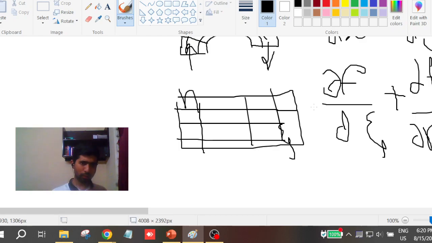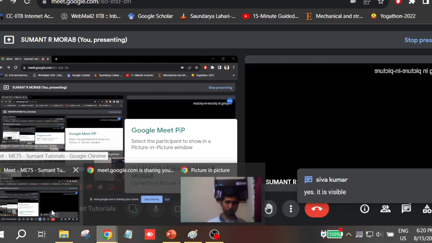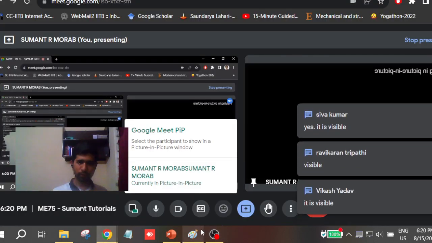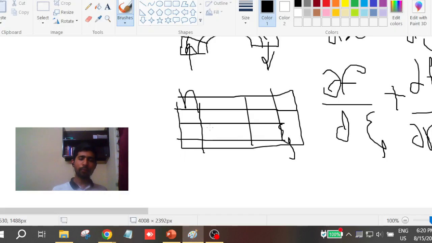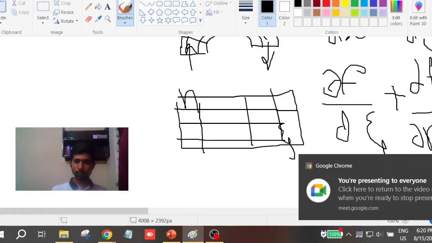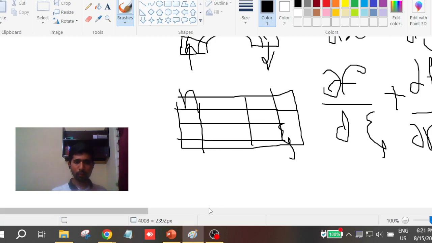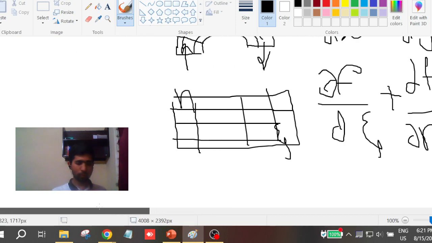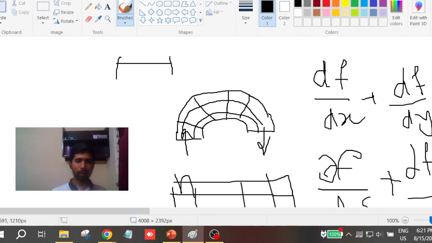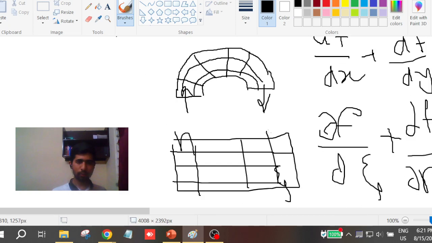My screen is not visible. I am writing something on paint. Is it visible? Just let me check, because I am writing on paint. Okay, it is visible, right? Okay, fine. Thank you. Because I am writing on the paint here. So this curved tube and all that should be visible.